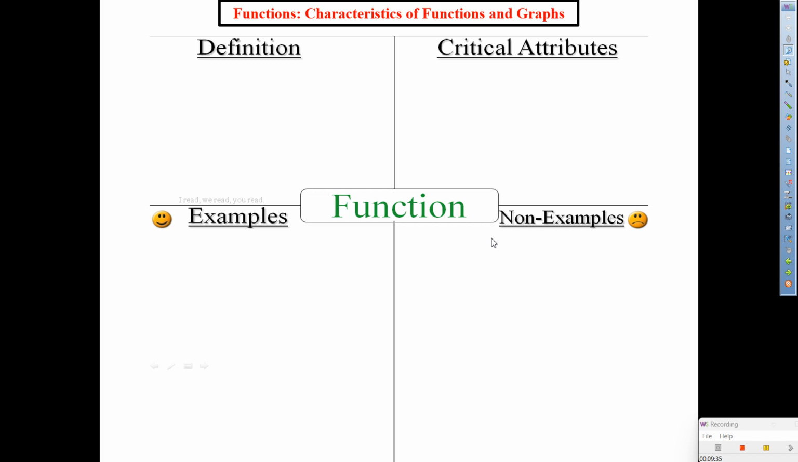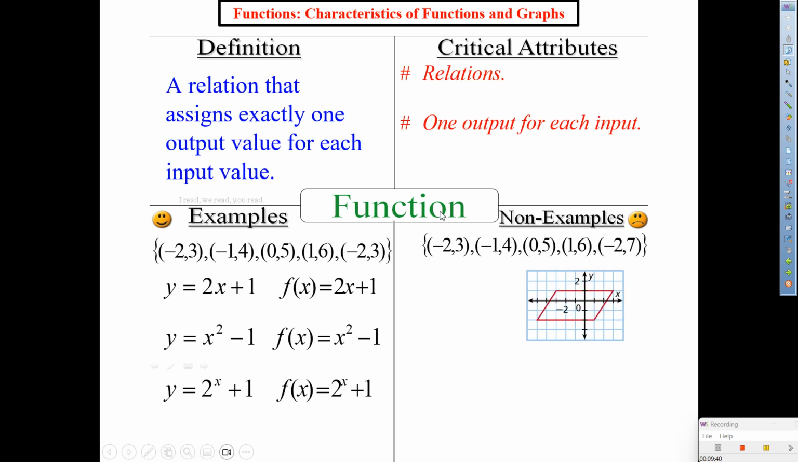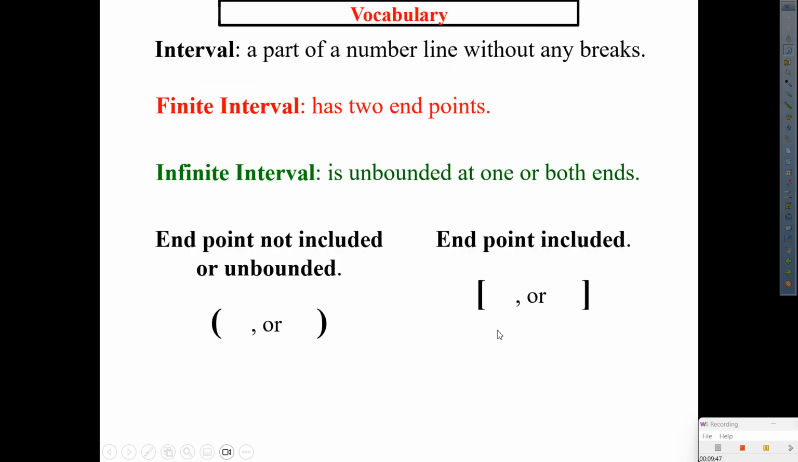All right. Thank you, guys. So you should have gotten something like this: an exact one output for every input. And we talked about the different notations. We already covered that. We're going to continue with those today. So let's get to it.